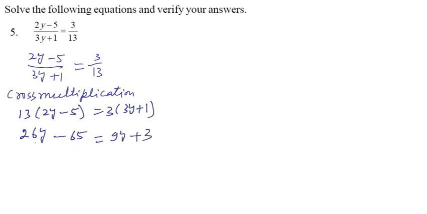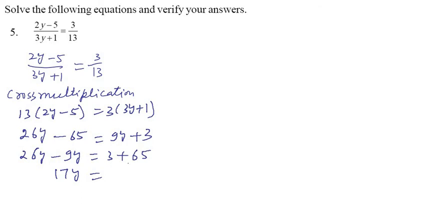Now 9y transferred to left hand side, so it becomes 26y minus 9y. And 3 plus 65 is transferred to right hand side. It is negative, so transferred it becomes positive, and that is plus 65. So 26 minus 9, what will happen? That is 17 of y.